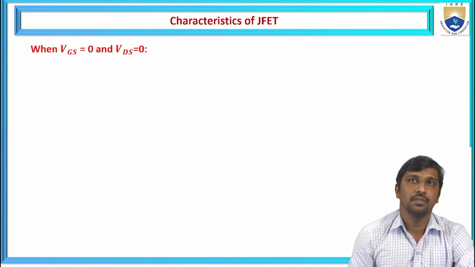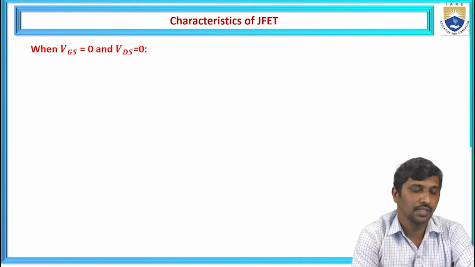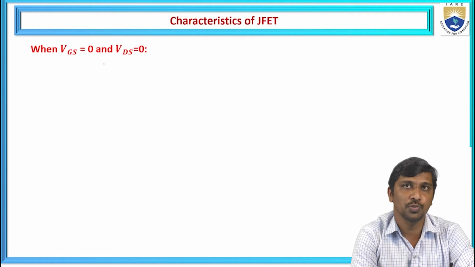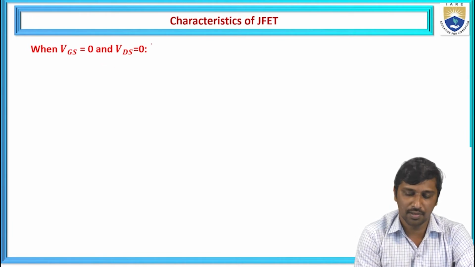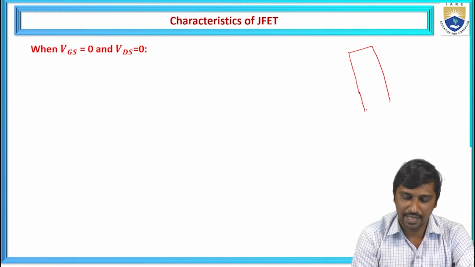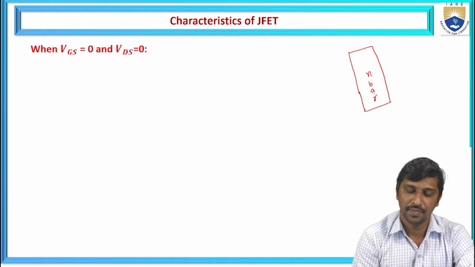Now coming to the characteristics. So here, in the first case, I assume that the gate to source voltage is 0 and drain to source voltage is 0. Let us consider an N-channel JFET. Means the channel type is the N-type material. It is also called N-bar semiconductor or silicon.